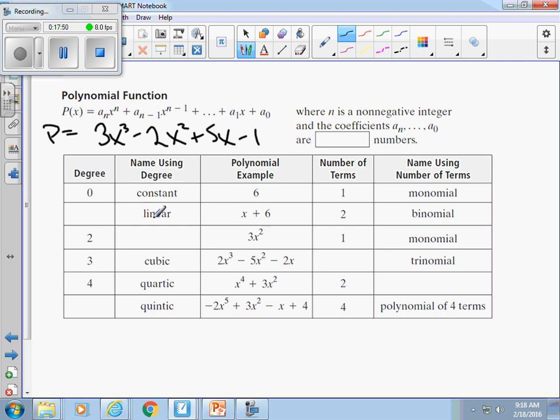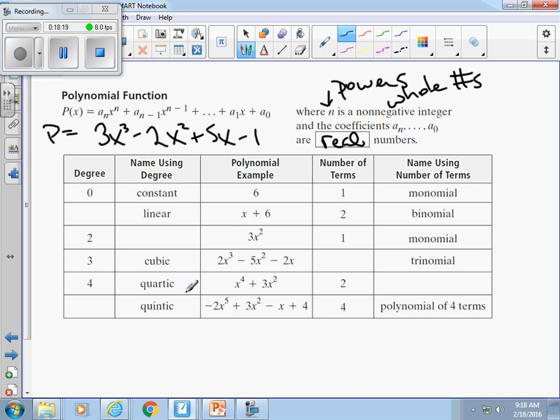So a polynomial, something that looks like this, where the powers are whole numbers. And the coefficients are real numbers. They don't have to be whole numbers, they just have to be any real number. So they're not imaginary numbers, but they could be anything other than that.